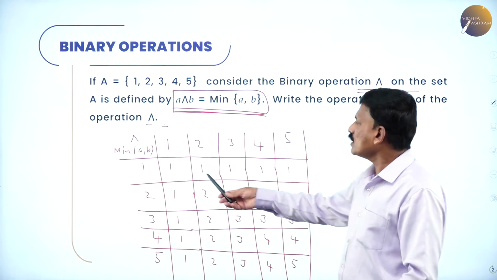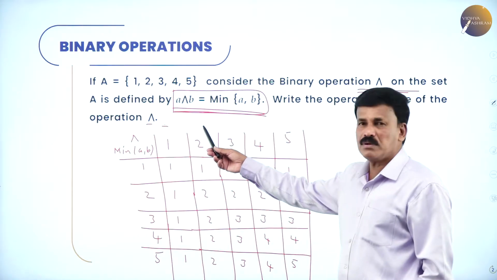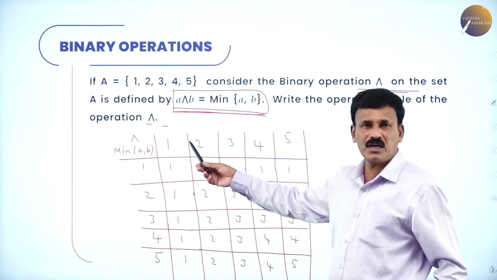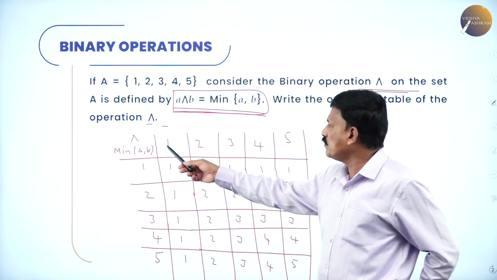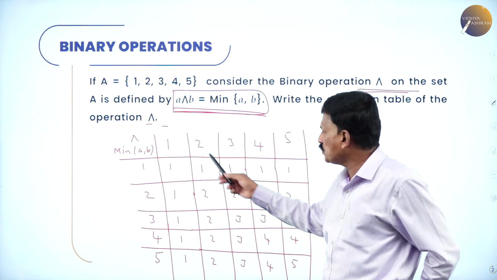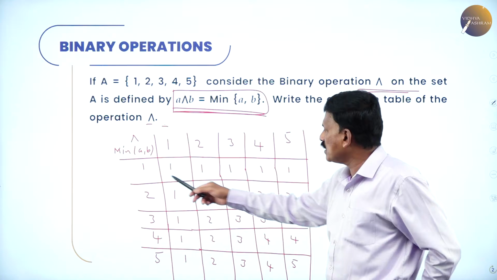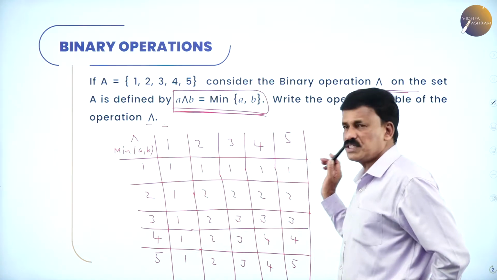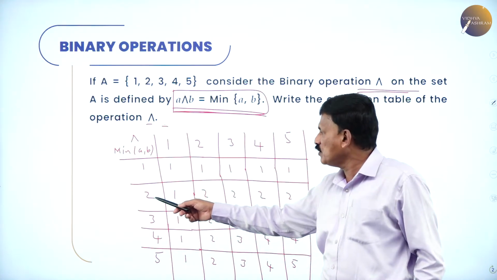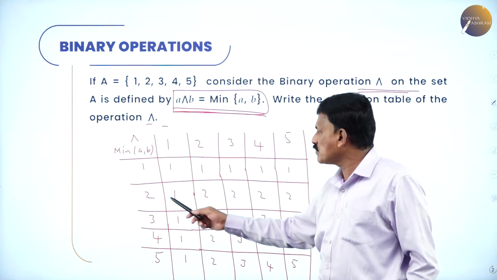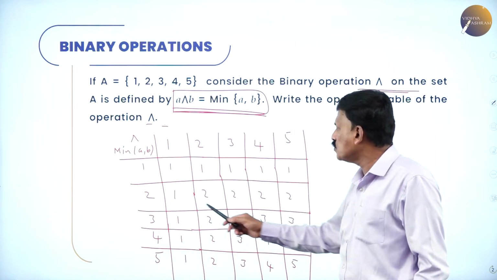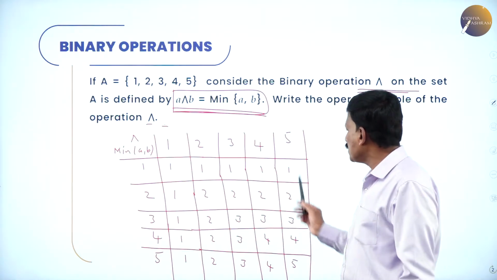See here. What is the condition given? Minimum of A and B, the minimum value of A and B. The minimum value of 1 and 1 is 1. 1 and 2 is 1. Again 1 and 3 is 1. 1 and 4 is 1. 1 and 5 is 1. Similarly, for the next row, the minimum value of 2 and 1 is 1. 2 and 2 is 2. 2 and 3 is 2. 2 and 4 is 2. 2 and 5 is also 2.